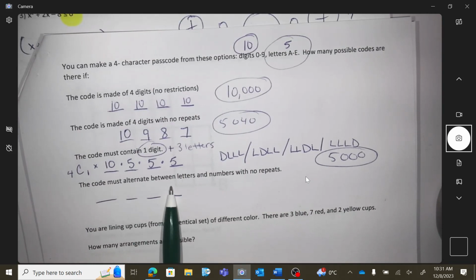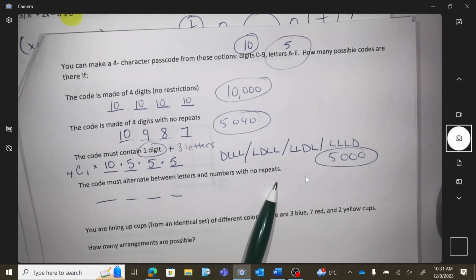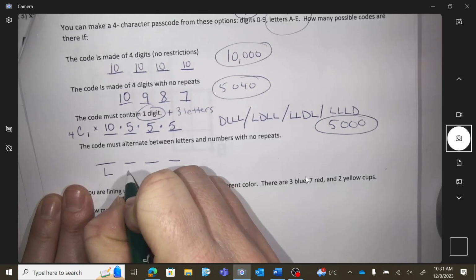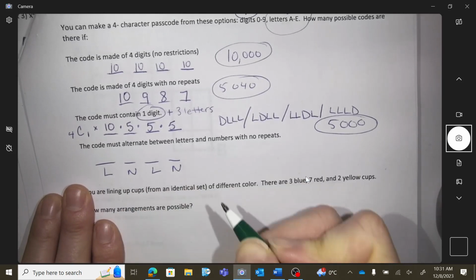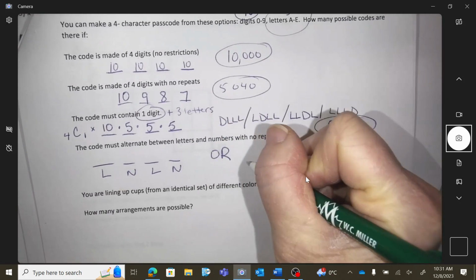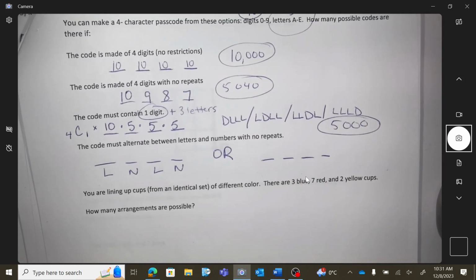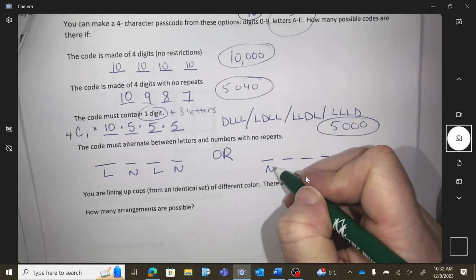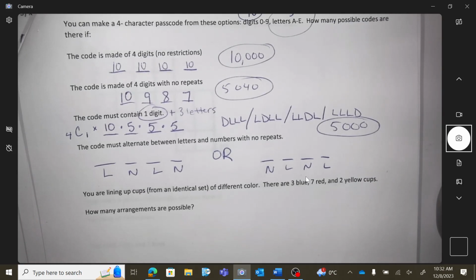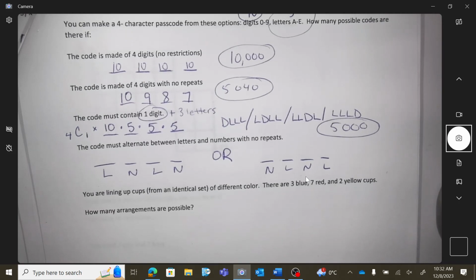You must alternate between letters and numbers with no repeats. Okay, so I could go like this. I could go letter, number, letter, number. I could be doing that. Or I could have started with a number. I could have gone number, letter, number, letter. I could have done that as well. Those are 2 different varieties, right? If I just alternate, I have to decide I could start with this or this.